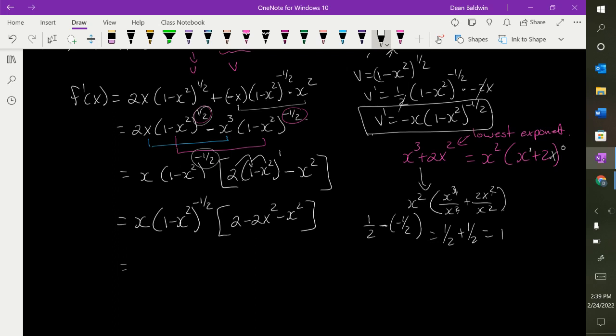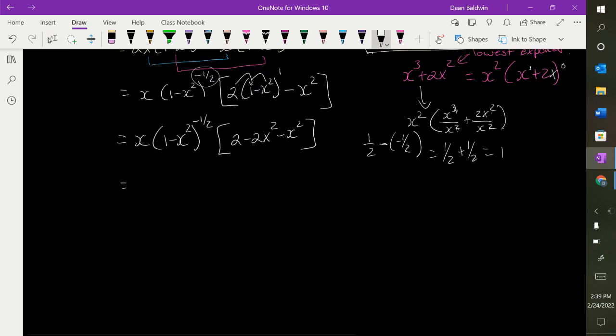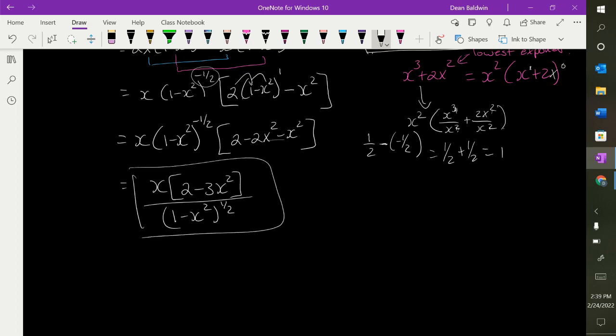Negative exponent, I'm going to drop to the denominator. X, it's all going to be over 1 minus x squared to the power of 1/2. Inside this, I can collect my like terms, so I get 2 minus 3x squared. And that is the simplified version of this.